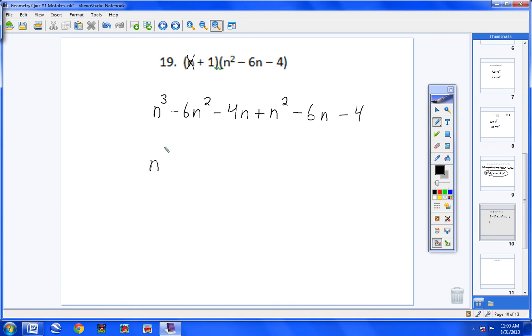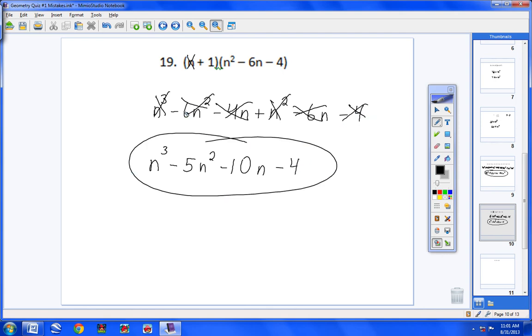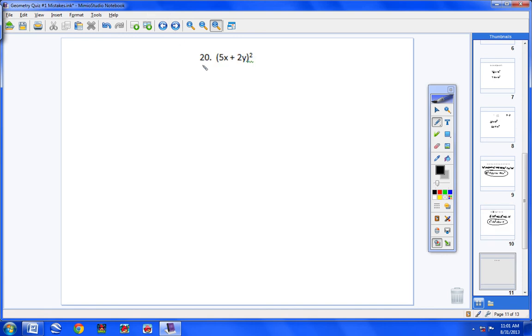Here's an n cubed term. There's no other n cubed terms. Here's an n squared. Here's an n squared. Notice it's a positive 1. There's a 1 right there. So a negative 6 and a positive 1 would be a negative 5n squared. Cross those off. Now I've got an n term and an n term, a negative 4 and a negative 6. That would give me a negative 10n. And then the only term I have left that does not have a like term would be a negative 4. And there we go. That's it. Multiply and then simplify.